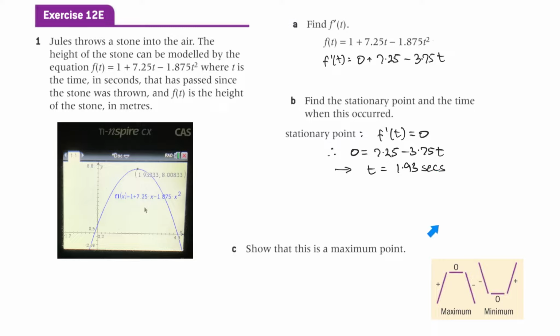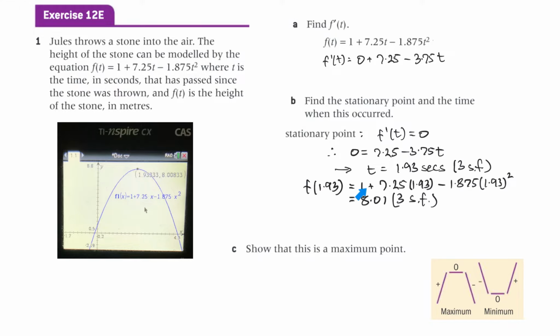Now, to find the actual point, though, we also have to put it back in the original equation, the original function, to find the function value at that point, which is the y value. So we put it back in there, and we get 8.01. And so the coordinate point is 1.93 and 8.01.